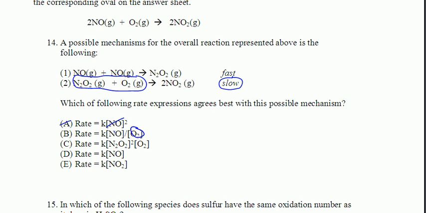It has O2, but it has NO. That's in the fast step. Does not affect the rate. N2O2 and O2, nothing else. They're being multiplied by one another. Therefore, the answer is going to be C. NO is in the fast step.